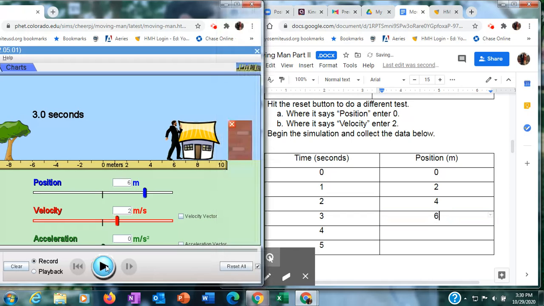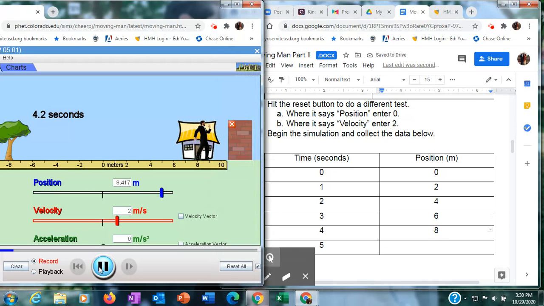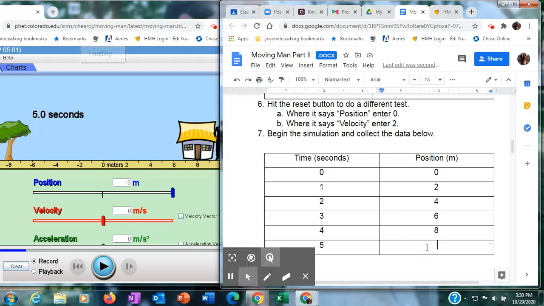All right, and we can see that there is a pattern developing. And 4 seconds go by, and then we are at 8 meters. And then, assuming the pattern continues, 5 seconds go by, and he's at 10 meters. All right, and so we can see that right now my position only increases by 2 after each second goes by. Okay, and that would make sense because we just said that velocity is just going to be some distance over time.